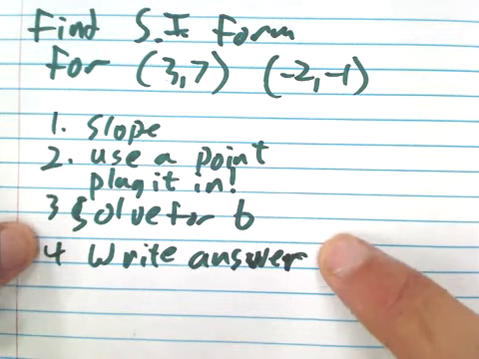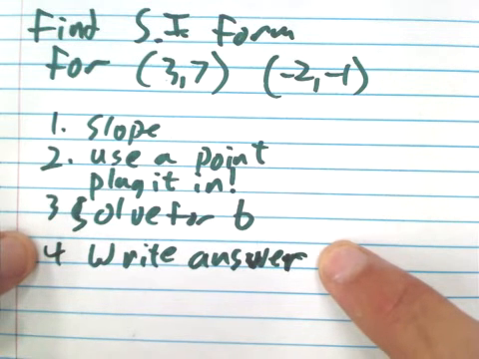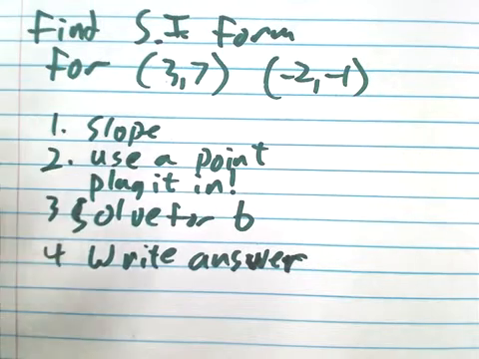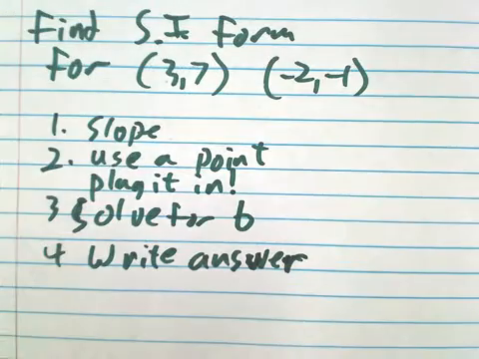And finally, be sure to write your answer out. If you solve for m and b, but don't actually write it out in slope-intercept form, that's a huge waste of your time. So make sure that you actually write out your answer. Okay, so first find the slope, then use a point and plug it in. Next, solve for b. And then write your answer. Okay, so let's go ahead and do this now. So the first thing to do is find the slope.